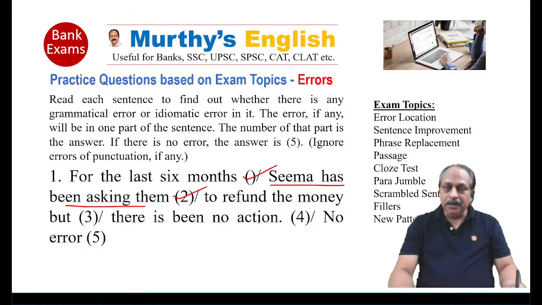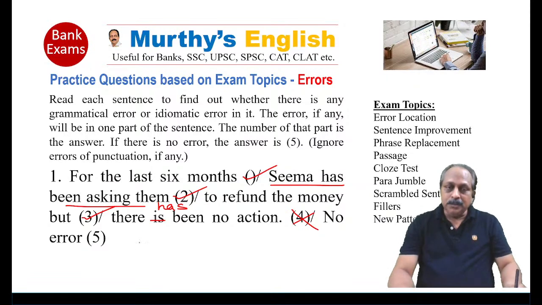To refund the money, no error. There is been no action. This is not correct. There has been no action. Past to present, the situation. Here we have to use present perfect.